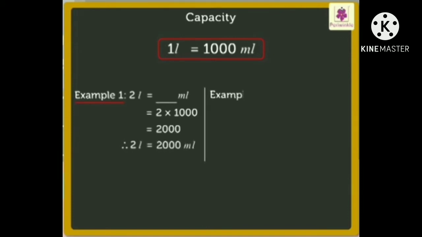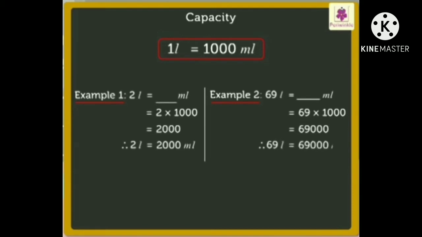Let's try one more example. Let's convert 69 liters into milliliters. So, here 69 into 1000 is equal to 69,000 milliliters. Thus, we get 69 liters is equal to 69,000 milliliters.